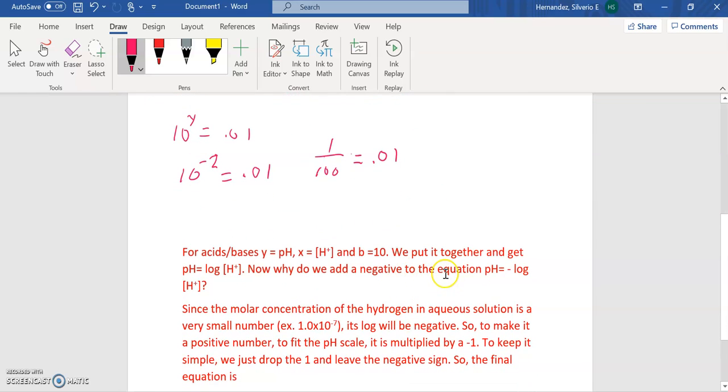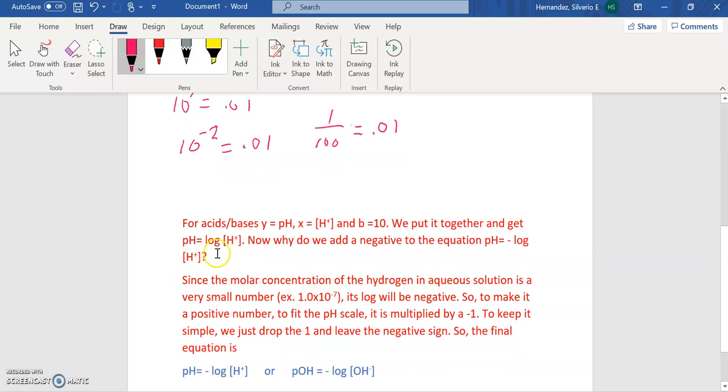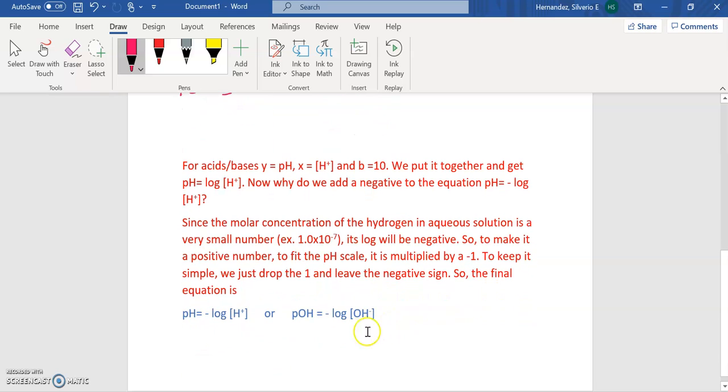So if we put this all together, we get the equation pH is equal to the log of the hydrogen ion concentration. Now, why do we see a negative in the equation? Down here in blue, I have these two negative signs. Where does that come from? Well, the molar concentration of the hydrogen ion in aqueous solutions is very, very small, and an example here I have is 1 times 10 to the negative 7. If I were to take a log of this number, it would be negative.